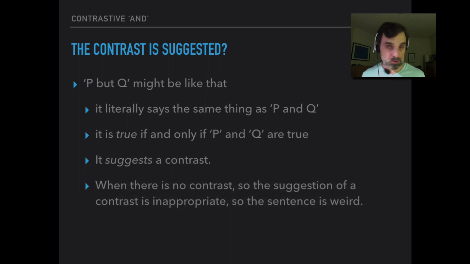When there is no actual contrast, as in the cheerful but happy case, then it's weird to suggest that there is. You say he's cheerful but happy. What you literally said is he's cheerful and he's happy, and then you've also suggested there's a contrast. And it's weird to suggest that there's a contrast in that case because there isn't one. And that's why the sentence seems weird. It's not because it's false. It's because you suggested there's a contrast when there's not.